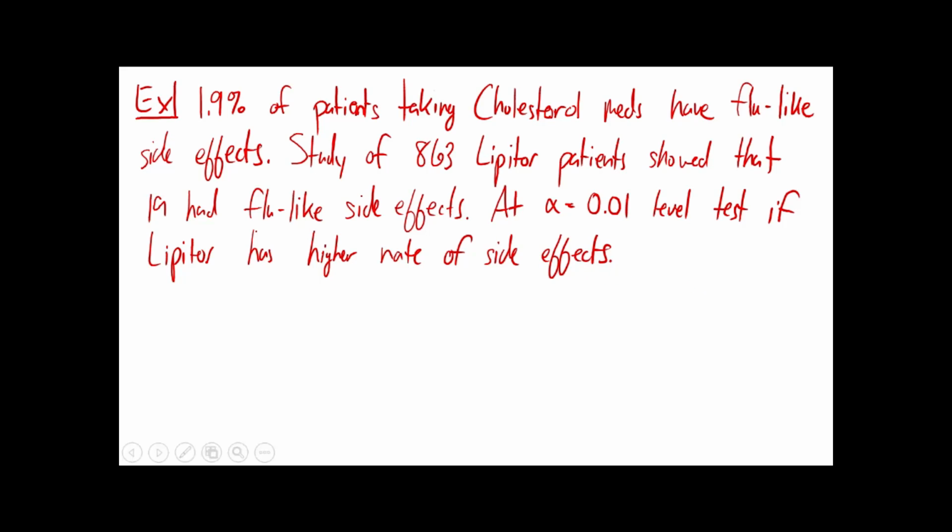All right. Okay. So with that in mind, what's our null and alternative hypothesis? So our null hypothesis is that Lipitor is just like every other drug. It's going to have a 1.9% flu-like side effect rate. And we'll just assume that until we can prove otherwise. What do we think could be the case, though? Yeah, we might think maybe the true proportion for Lipitor is actually higher than that.